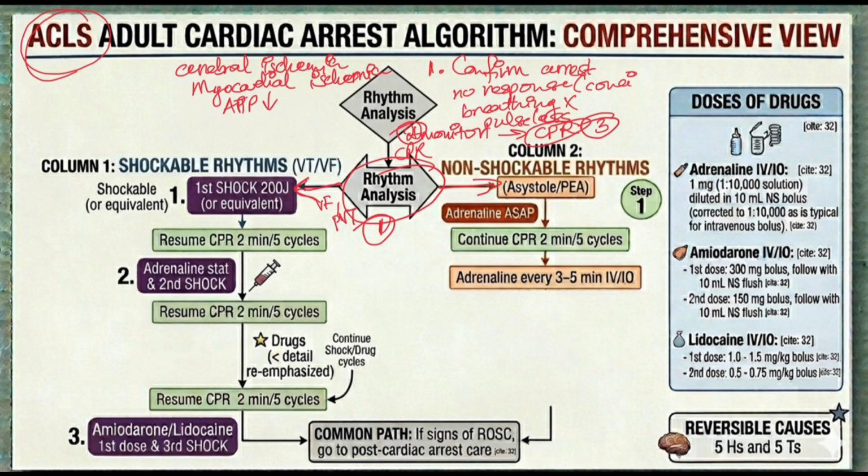So here we understand that the myocardium is electrically active but disorganized. So the ultimate solution is defibrillation. The first step is to administer a shock immediately, 200 joules for adults. After delivering the shock, we do not check a pulse. We do not stare at the monitor. We do not wait. The second step is to resume CPR immediately.